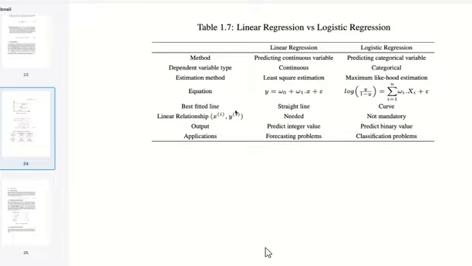Linear regression is normally used for forecasting. Logistic regression is normally used for binary class classification tasks. Linear regression predicts the numerical value, logistic regression predicts the categorical value.